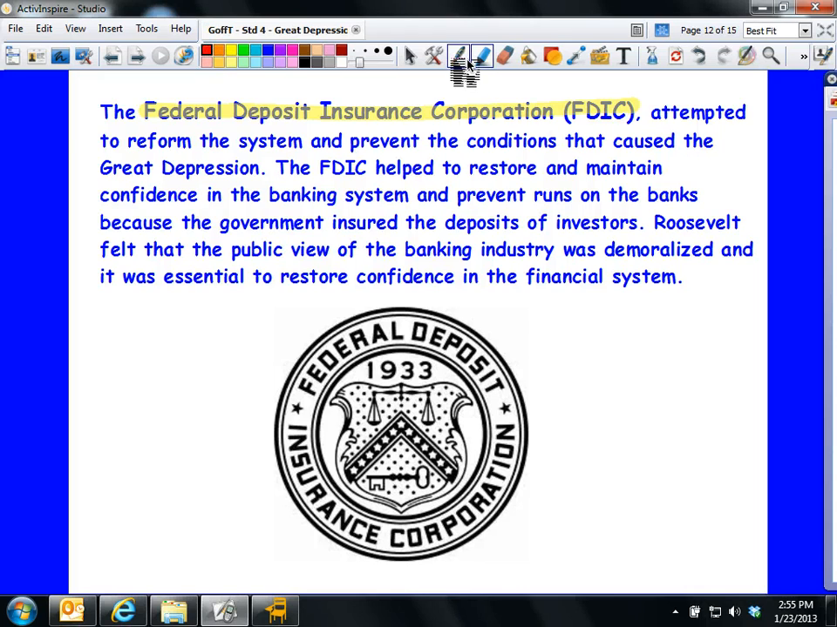I want you to think about particularly this word if it can help you remember it. Insurance. You insure something to protect it. So that way, in this case, to protect people's money. This is another section that you should be thinking about how to write it in your words.